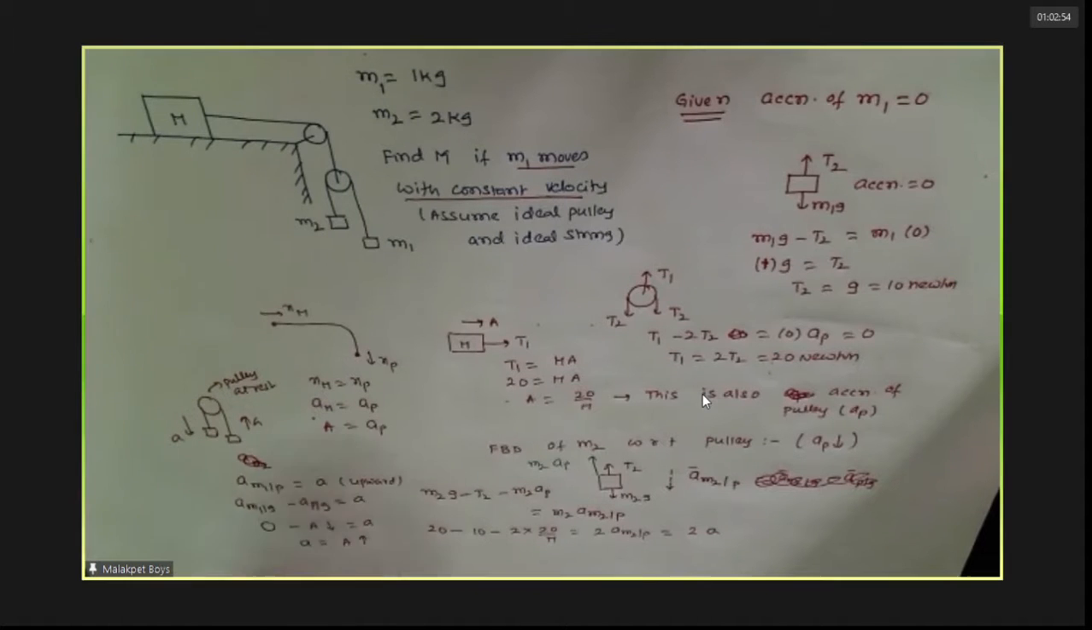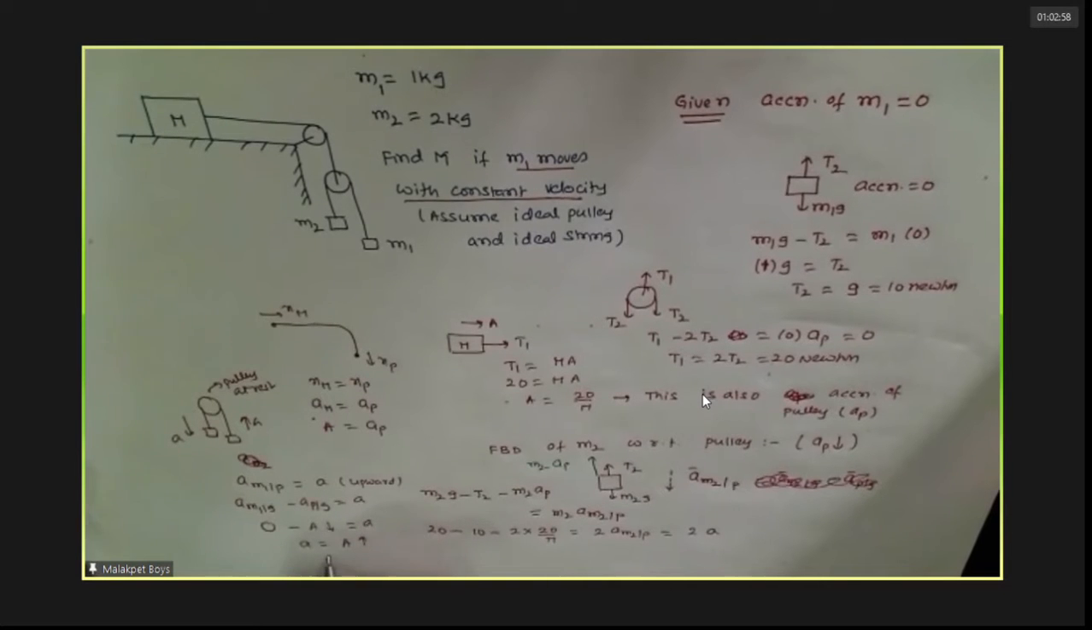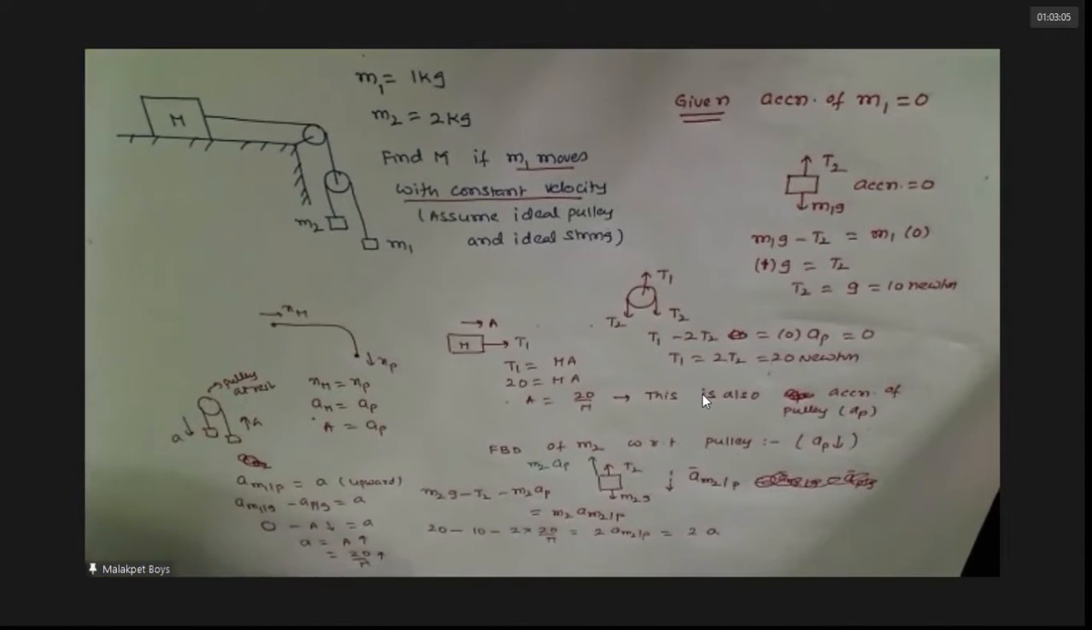That means this value is that one positive. A is how much you got? 20 by m upward. This is agreed? Just substitute here. Yes, sir. Any doubt? No, sir.